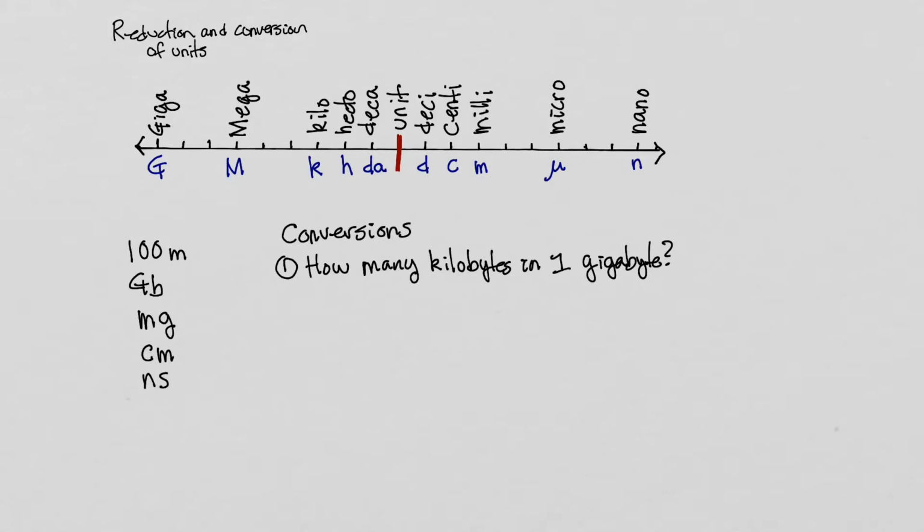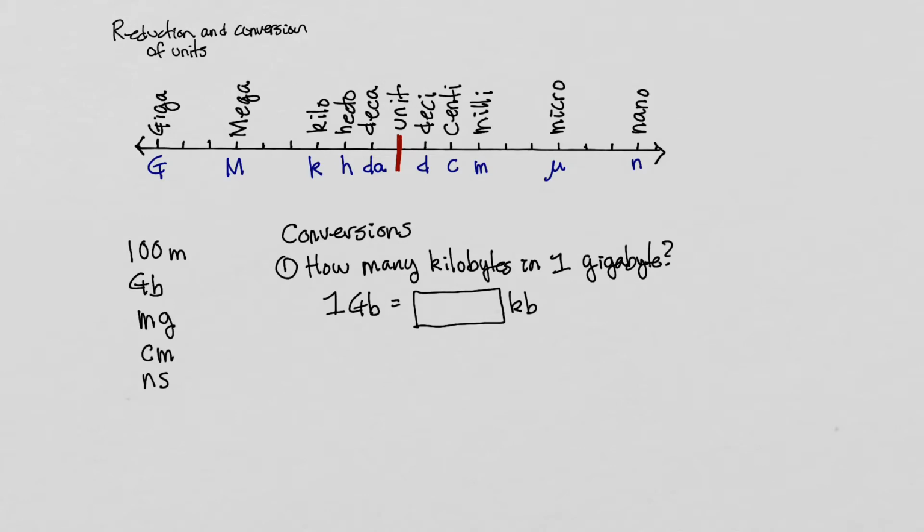So a question we might ask is this. How many kilobytes are there in 1 gigabyte? Now, the way the question's worded, we have to be a little bit careful here. It just looks backwards because of the way the question is worded. We want to know how many kilobytes are in 1 gigabyte. So 1 gigabyte is how many kilobytes.